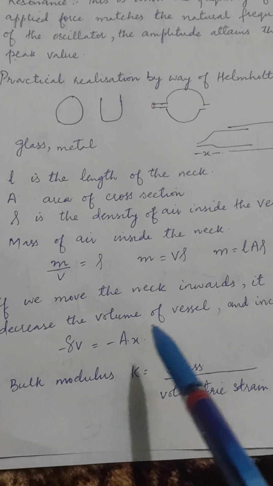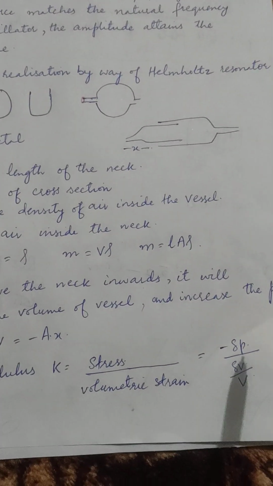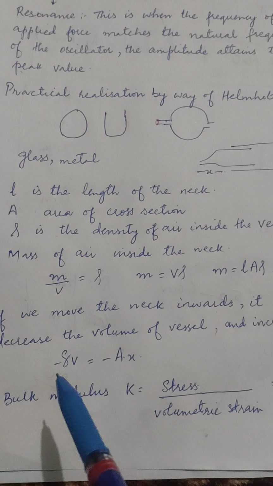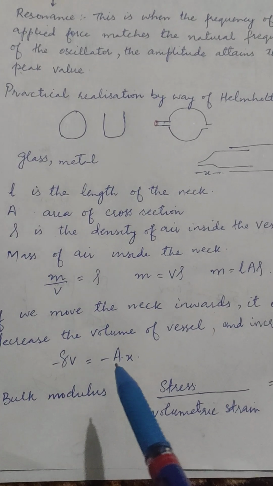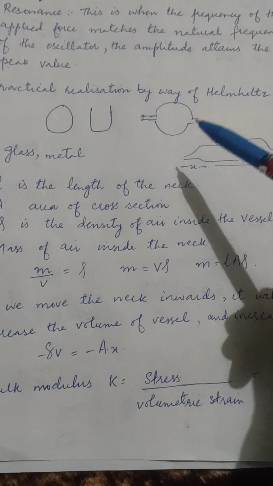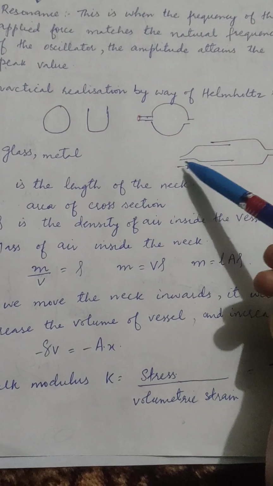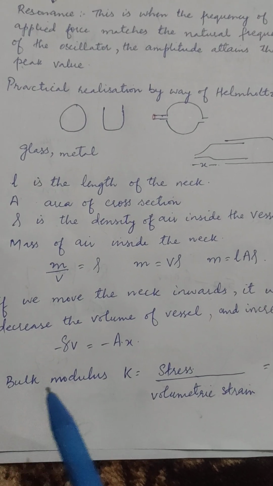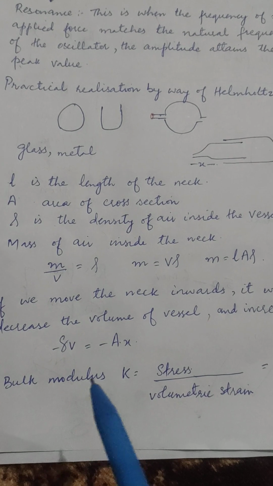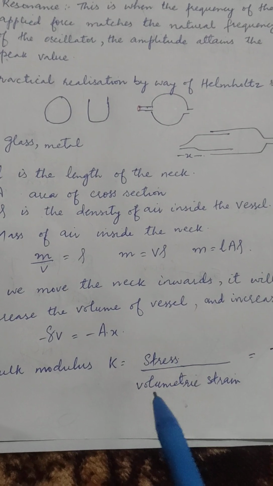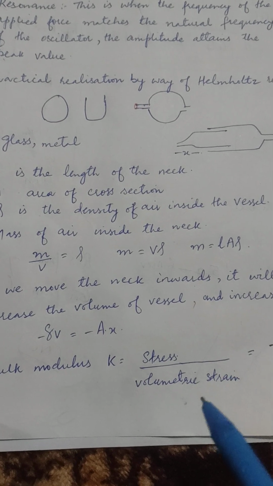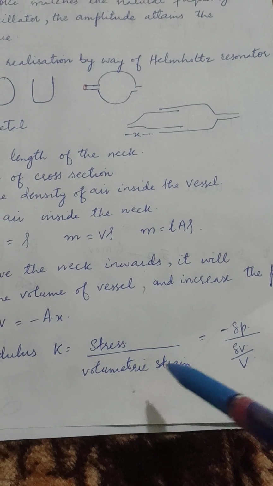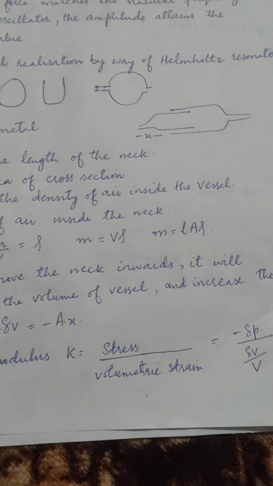Now, if we move the neck inwards, what will happen? It will decrease the volume of the vessel, that is obvious, but the pressure will increase, that is also obvious. So because there is a decrease in volume, we assign a negative sign, that change in volume is equal to area into distance. X is the distance through which, for example, we have moved the neck of the vessel. Now, I introduce a term that's called bulk modulus, right? Bulk modulus K is equal to stress by volumetric strain, right? And stress in any case is force per unit area, and force per unit area is pressure. Volumetric strain is change in volume by original volume.